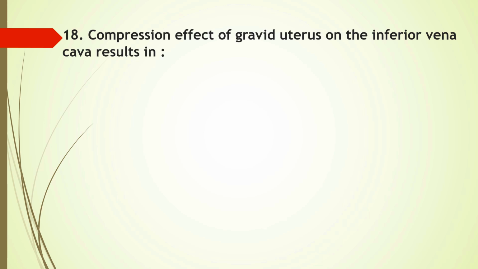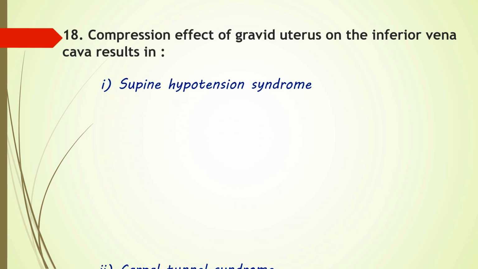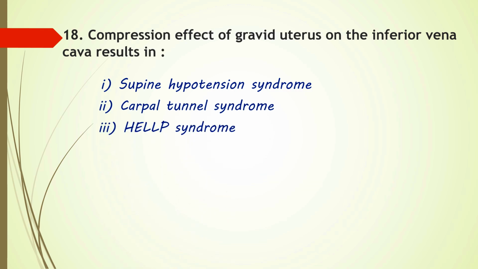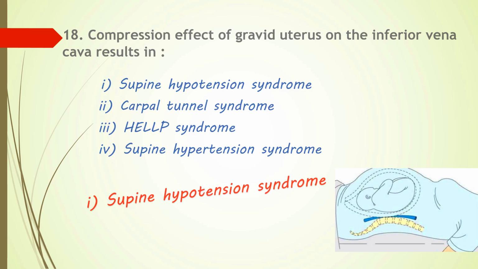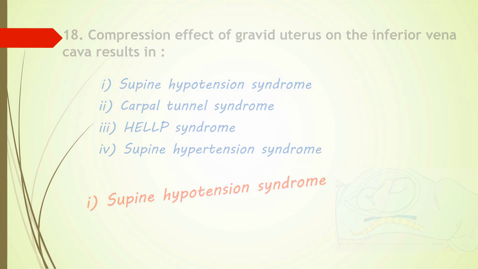Next question, compression effect of gravid uterus on the inferior vena cava results in, options are supine hypotension syndrome, option 2 carpal tunnel syndrome, option 3 HELLP syndrome or option 4 supine hypertension syndrome. The compression of the inferior vena cava by a gravid uterus, especially in the supine position, restricts the venous return to the heart, leading to reduced cardiac output and hypotension, which is commonly known as supine hypotension syndrome. So here option 1 is the correct answer.